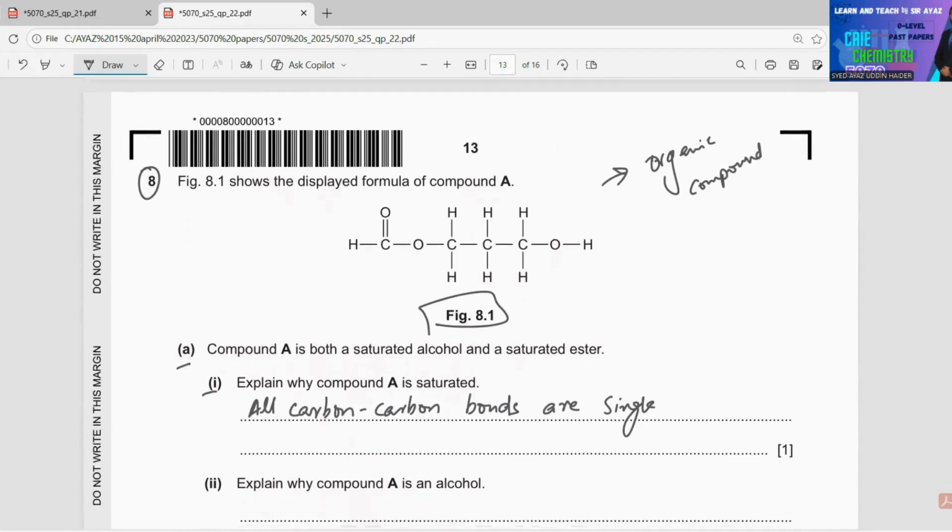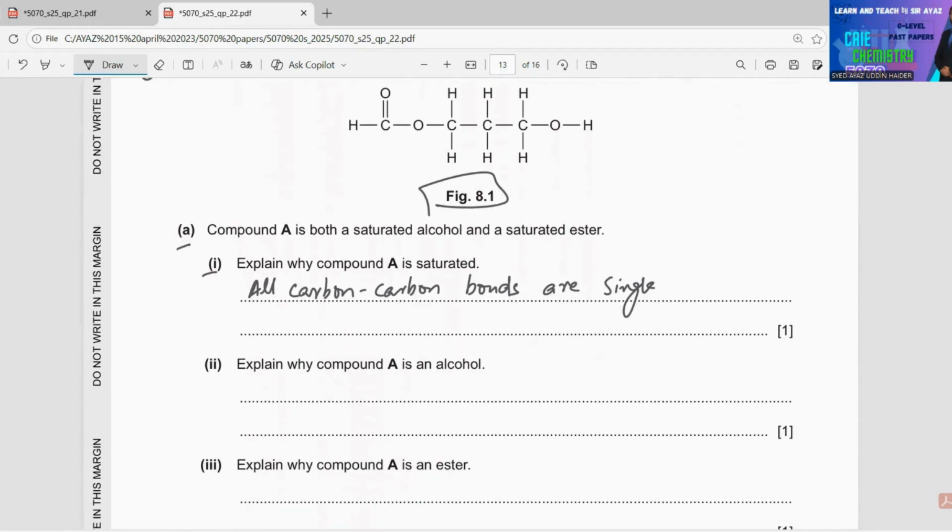Part 2. Explain why compound A is an alcohol. If you look at the displayed formula, you will see OH is there. So it contains hydroxyl or O-H functional group.